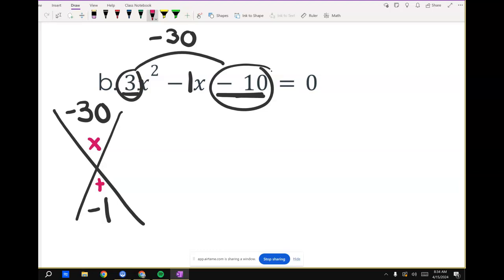So the factors of 30 that have a difference of 1 would be 6 and 5. And one of them has to be negative. If I look at the chart on the backboard, if I have a negative on the top, a negative on the bottom, one of the numbers is positive, one is negative, but the larger number of the 2 is the negative one. So 6 has to be negative, 5 can be positive. So negative 6, positive 5.